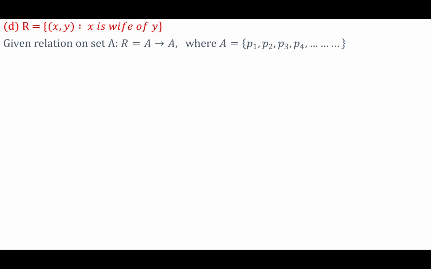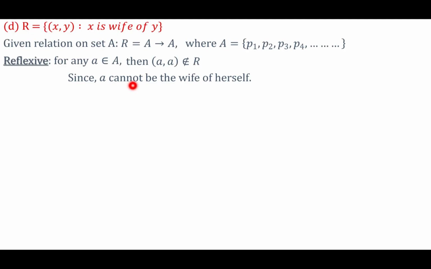Now we need to check, is this given relation reflexive? For any a belongs to A, (a, a) does not belong to R. Since a is the wife of b, I cannot say a is the wife of a. Since I cannot say a is the wife of herself, that is why it is not a reflexive relation.